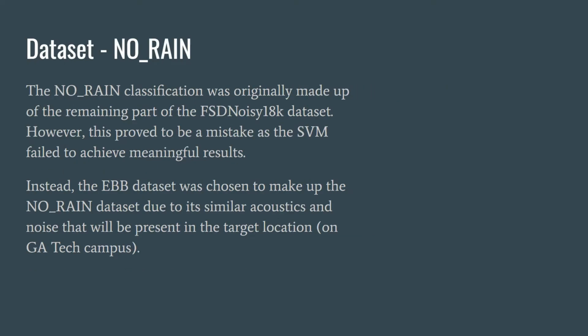As for the no rain class, I originally was just going to use the remaining part of the FSD Noisy 18K dataset. However, after implementing this, I quickly realized that this was a mistake. Too many of the clips within the FSD Noisy 18K dataset were just isolated sounds with no background noise to speak of. As a result, the acoustics were just too far from our use case, and the efficiency of the SVM was quite poor. Instead, I chose the EBB dataset to make up my no rain class.